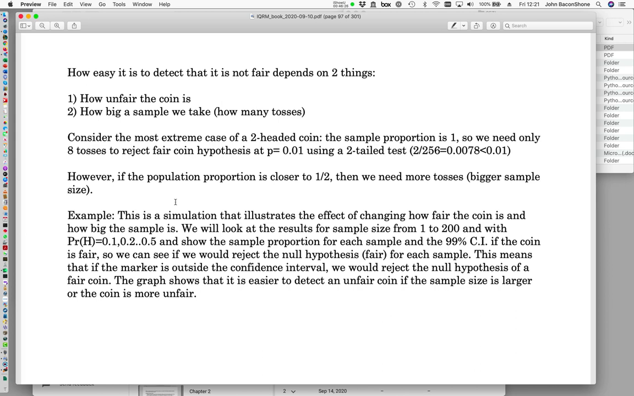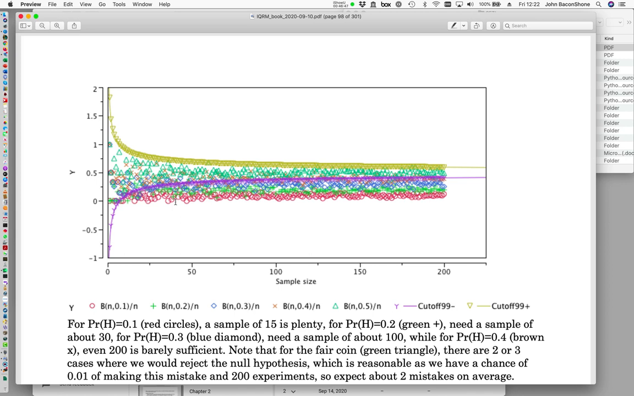This graph is going to show us how able we were to detect unfair coins when we drew one sample of each of these 200 sizes, and we're going to look at 5 different levels of fairness or unfairness in the coins. If you look at this graph, the red circles are the most unfair coins I'm going to consider. These only have a 10% chance of heads, right? The green pluses are 20% chance. The blue diamonds are 30%. The brown X's are 40%. And the turquoise triangles are 50%. And then the two curves: the bottom purple curve is the cutoff of my 99% interval at the bottom limit, and the yellow curve at the top is the upper cutoff limit for my 99% confidence interval.